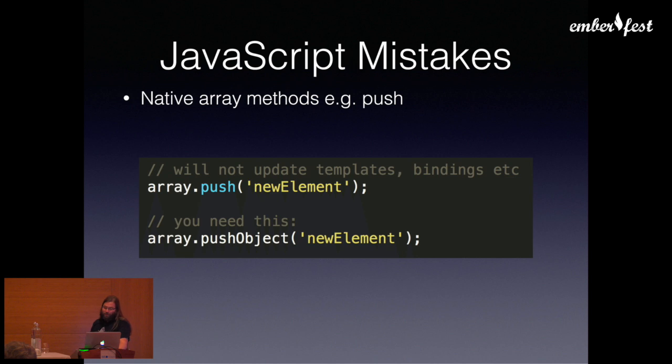Don't use .push with Ember arrays because it won't update. This is something that still catches me all the time because the array is updated in the console or whatever, but it's not updating the templates. Push does not notify observers that Ember needs to update things.